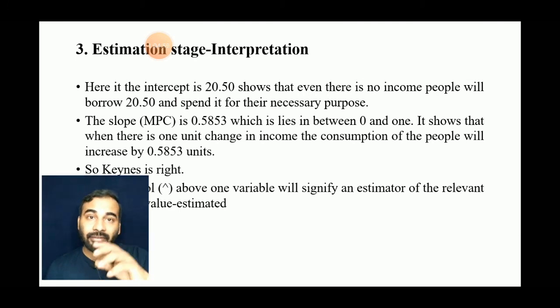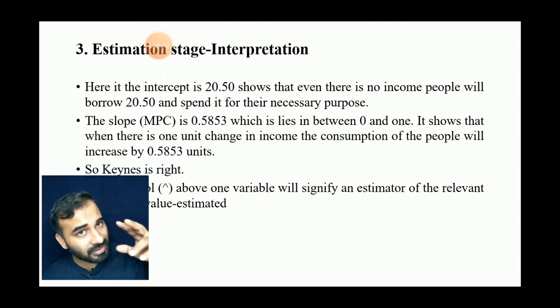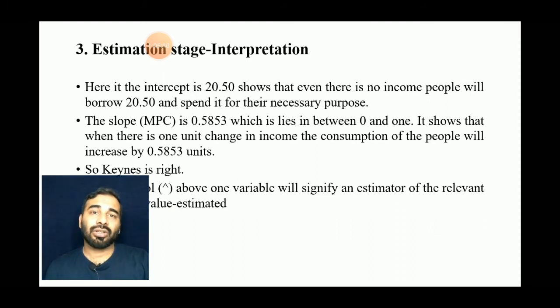First case, even if a person among these 5 members doesn't have an income, they need a minimum of 20 rupees for their necessary or unavoidable purposes. In order to live in this area, they need at least 20.5 rupees. That is the autonomous consumption. Then MPC is 0.58. What does it mean? If a person's income is increased by 100, their consumption is increased by 58 rupees only. The remaining amount they will save.